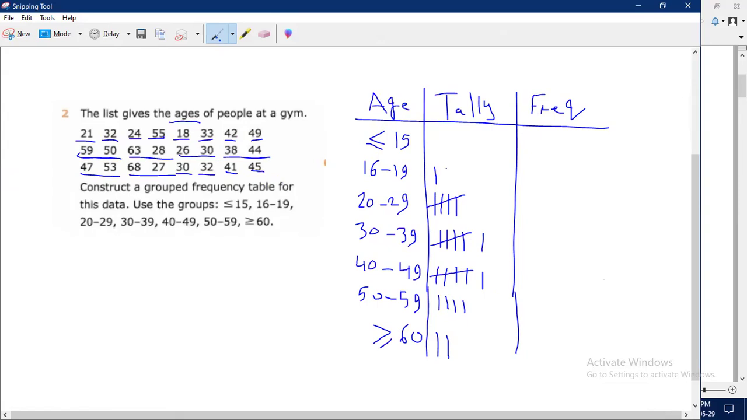Now frequency, we write it as a number. Less than or equal to 15, there's nothing here. The frequency is 0, which means no one at the gym is aged 15 or less. Between 16 and 19, we have 1. Here, since it's a group, that means 5, and 1 is 6. The same thing here, we have 4 and 2.